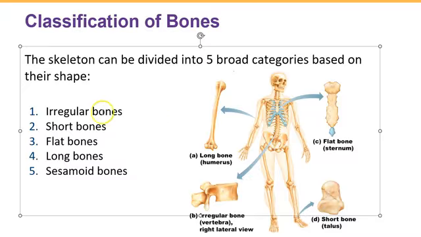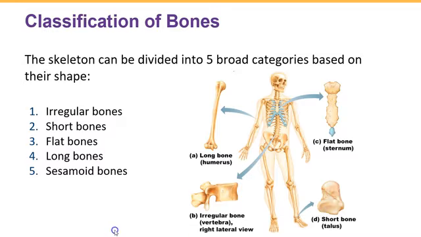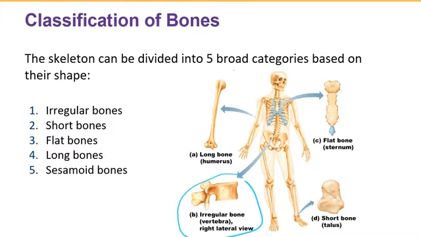So we have irregular bones, short bones, flat bones, long bones, and sesamoid bones. So irregular bones are bones which we cannot actually define any shape for. These are complex bones. So the bones of our vertebrae are irregular bones, and some of the bones in our skull are irregular bones.